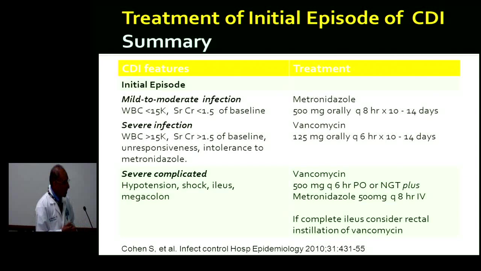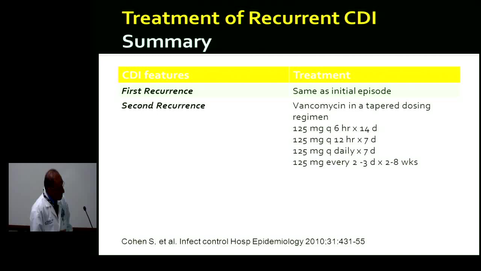The use of intracolonic instillation and so on, you should do on an individual basis because it carries a risk for colonic perforation. And then this is a big problem. 20% of these patients will come back with a recurrence. If you do have a recurrence and it was treated the first time and responded, use the same treatment. The second recurrence is where we would advocate using vancomycin.